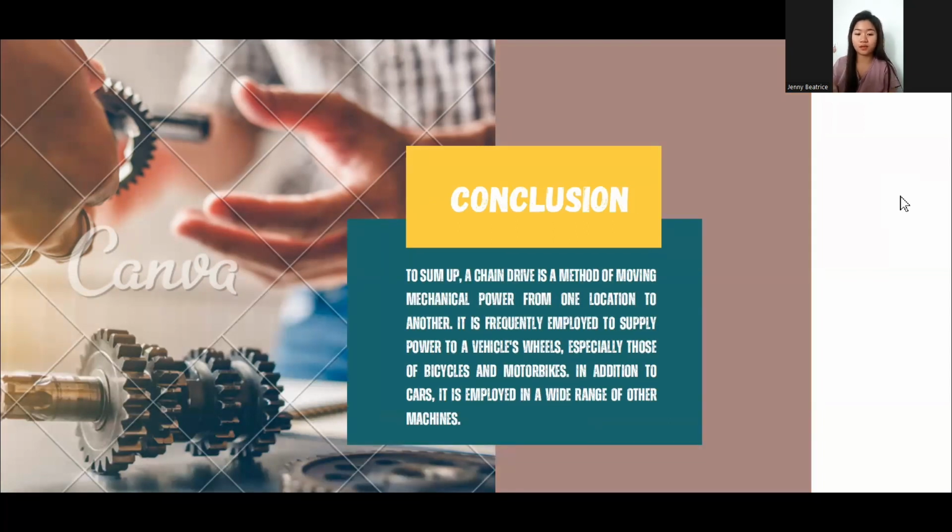So to sum up, a chain drive is a method of moving mechanical power from one location to another. It is frequently employed to supply power to a vehicle's wheels, especially those of bicycles and motorbikes. In addition to vehicles, it is employed in a wide range of other machines.